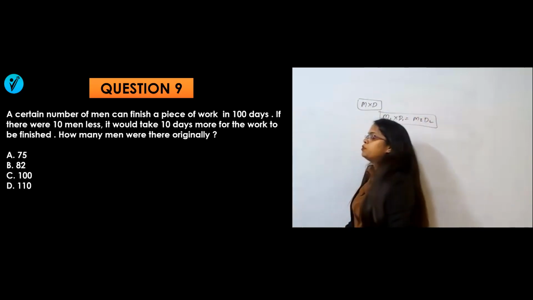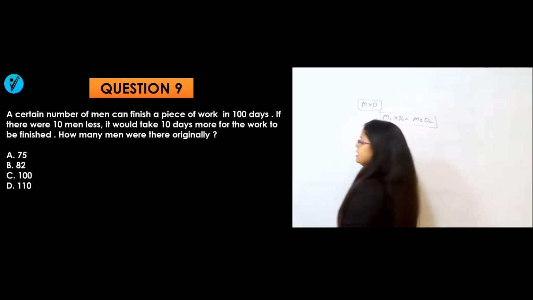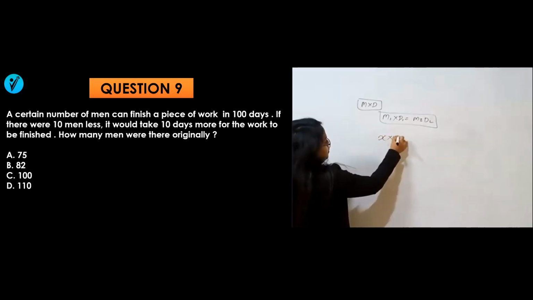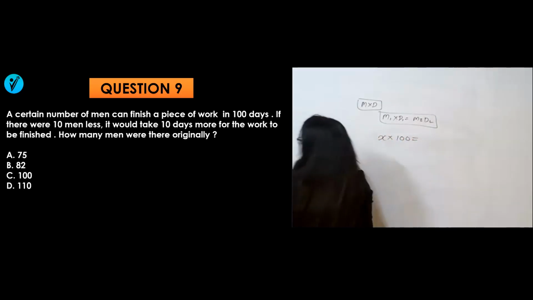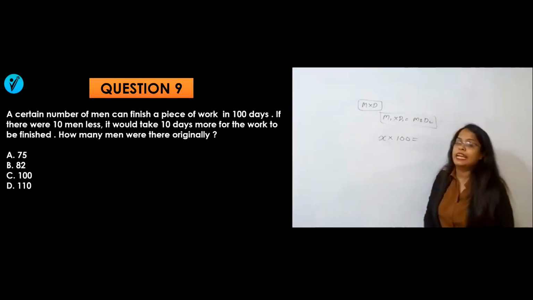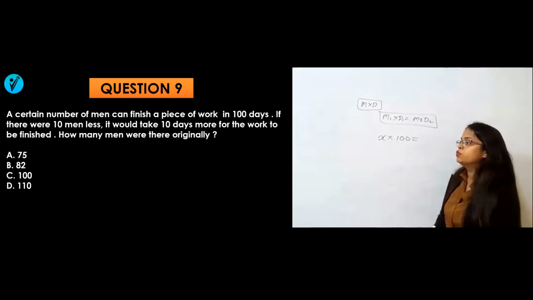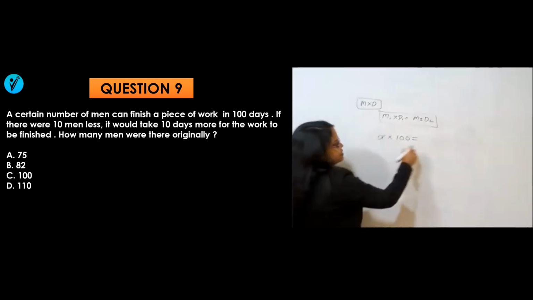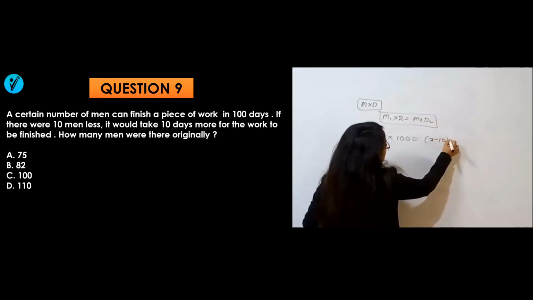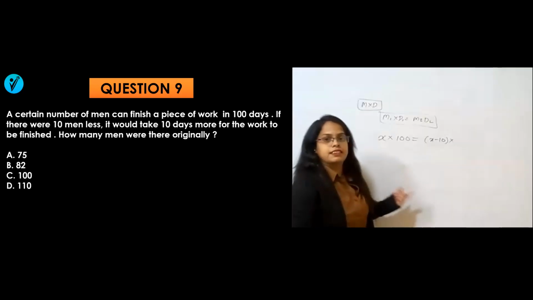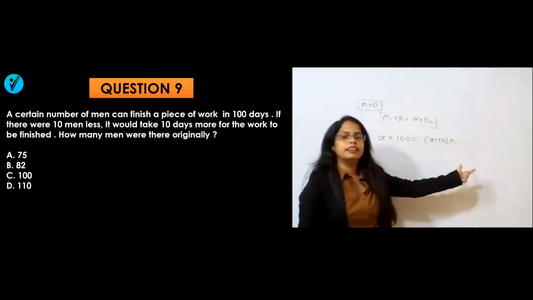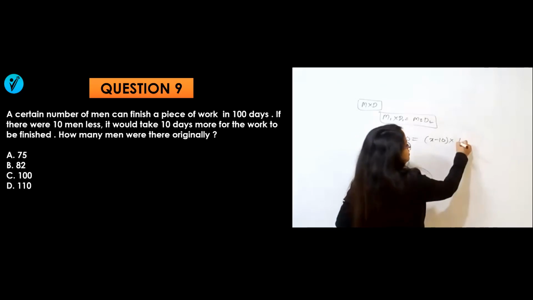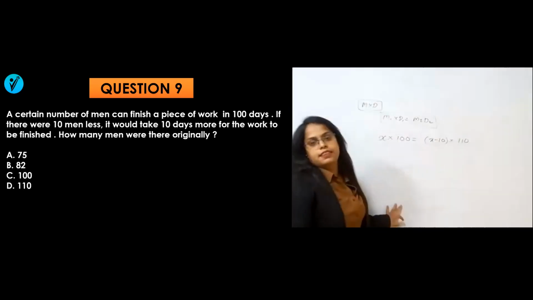So they are saying that suppose X number of people are there and they require 100 days. So X number of men into 100 days. But now what happened? If there were 10 men less, then it would take 10 days extra. 10 less means that if initially there were x, now it will be x minus 10. Then it is taking 10 days extra. So if initially 100 days were required, now it will require 110 days because of 10 days extra.